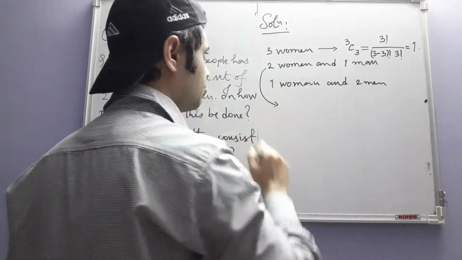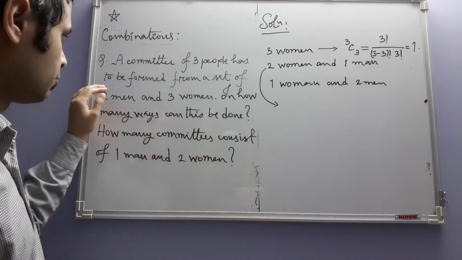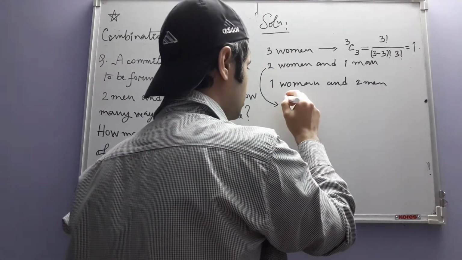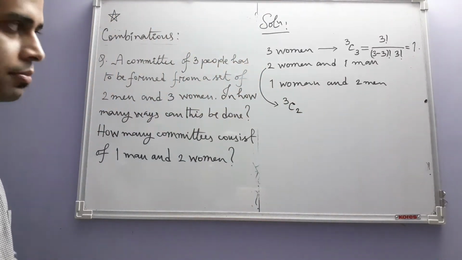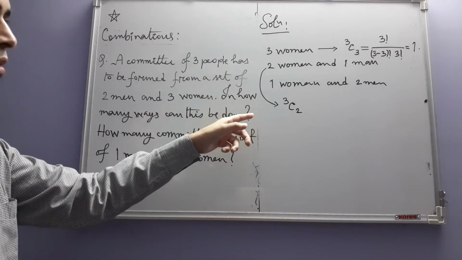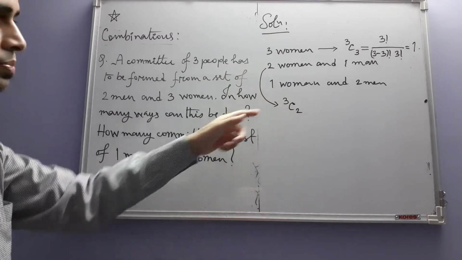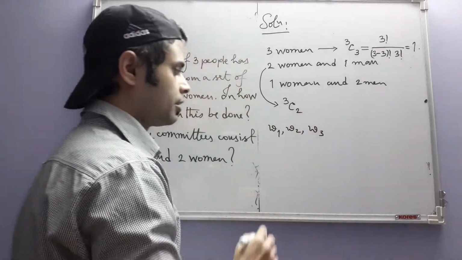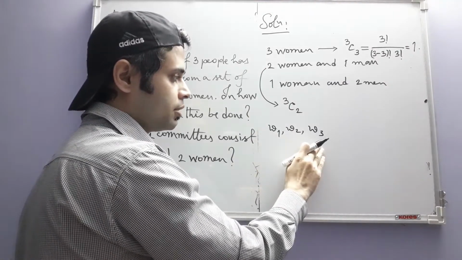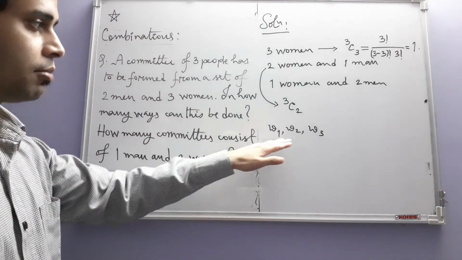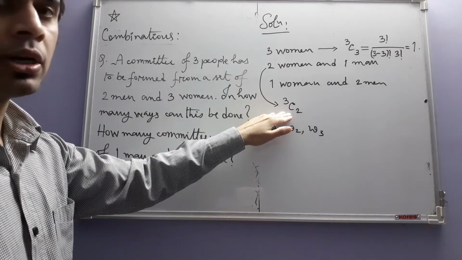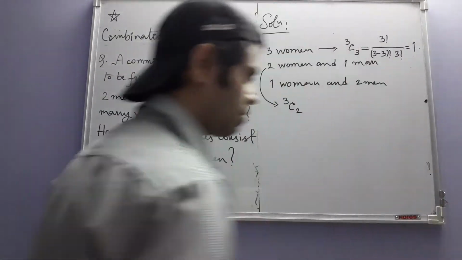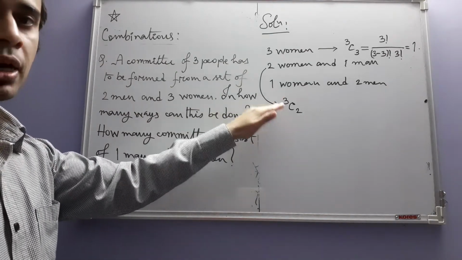Now, the number of ways 2 women and 1 man can be chosen from this set of men and women. 2 women have to be chosen from 3 women, and that can be done in 3C2 ways, which turns out to be equal to 3. Say the 3 women are W1, W2 and W3. Either you can choose W1 and W2, or W2 and W3, or W1 and W3. So there are 3 possibilities. But you don't have to think about it this way. This symbol and the formula it represents take care of that. So that is the number of ways we can choose 2 women out of 3 women.